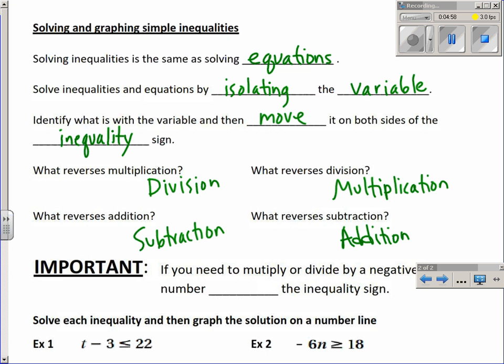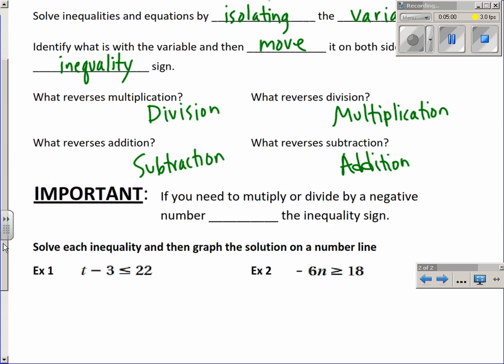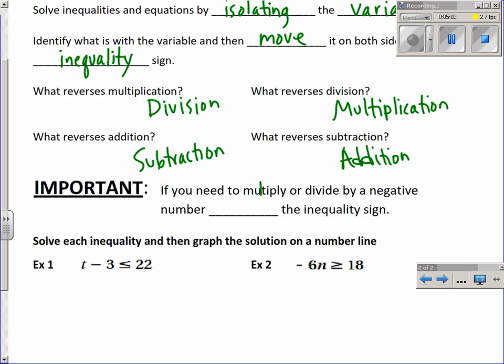All right, so important: if you need to multiply or divide by a negative number, then you have to flip the inequality sign. So we'll see if any examples deal with that down below.